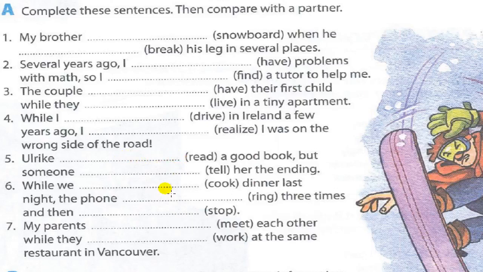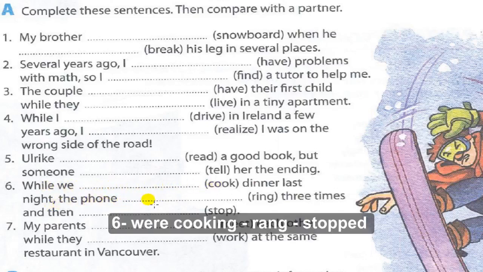6. While we were cooking dinner last night, the phone rang. The phone rang 3 times and then stopped. So while we were cooking, was or were plus verb plus ing. While we were cooking dinner last night, the phone rang. Verb in the simple past. The phone rang 3 times and then stopped. Stopped, double P-E-D.